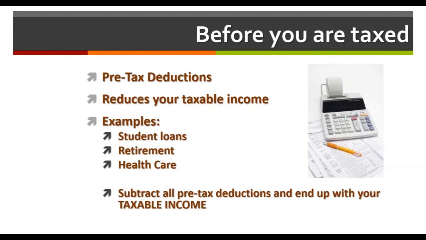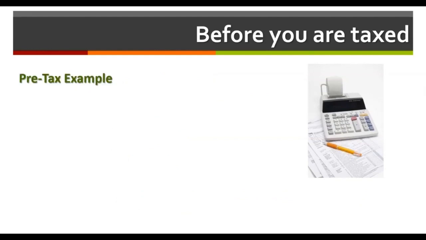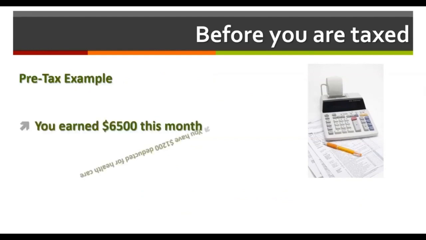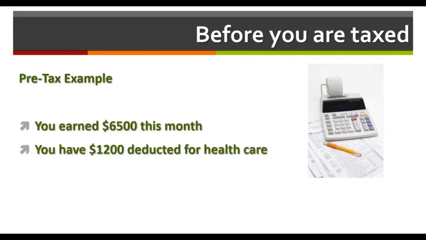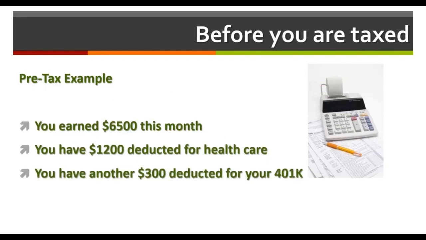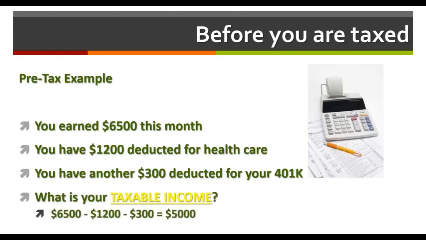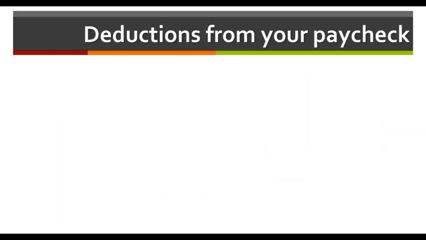So you subtract these pre-tax deductions, then you get your taxable income. Your taxable income is the number of dollars that are actually taxed. For example, let's say you earn $6,500 this month. You have $1,200 being deducted to cover your health insurance and another $300 deducted for your retirement account. So that's $1,500 deducted before we calculate our taxes. Our taxable income would be $5,000. Even though we earned $6,500 this month, we're only paying taxes on $5,000, so obviously that's going to save us money. Pre-tax deductions can be a way to save money on your taxes.